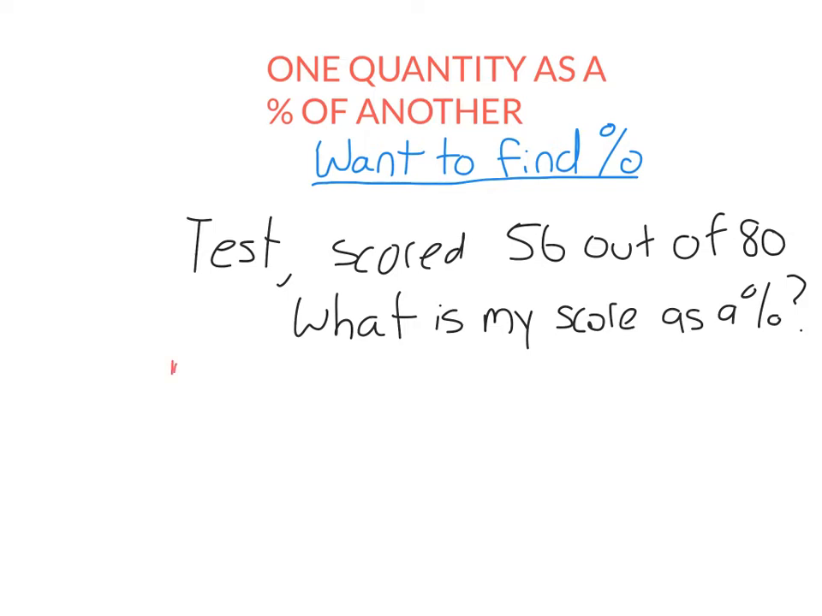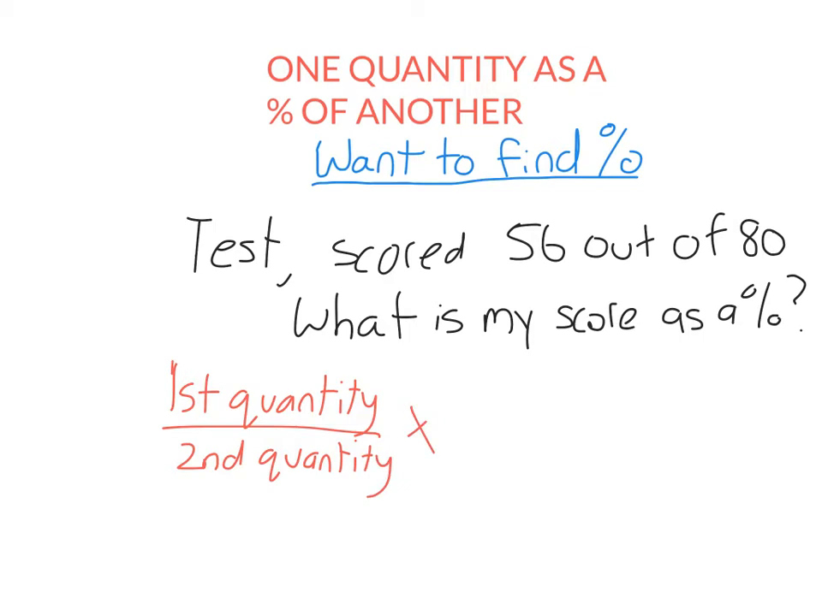So you have the first quantity, whatever that might be, divided by the second quantity. So we turn it into a fraction. And then remember, the way we convert a fraction to a percent is we times by 100. I'm just going to write times by 100% to indicate to you that our answer is a percent. So if I scored 56 out of 80 in a test, I just write that as a fraction: 56 out of 80, first quantity over second quantity, times by 100.